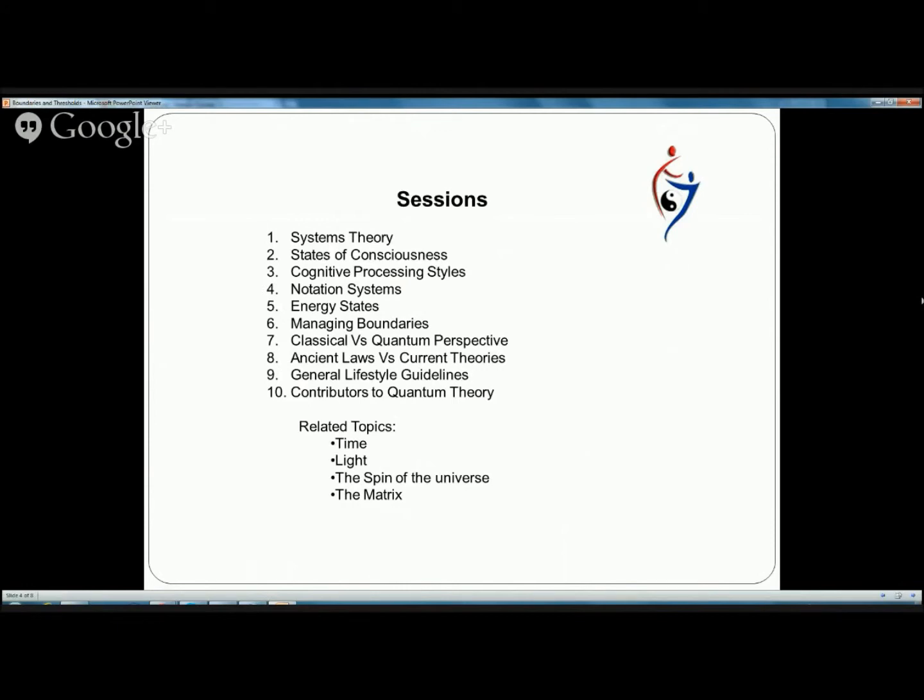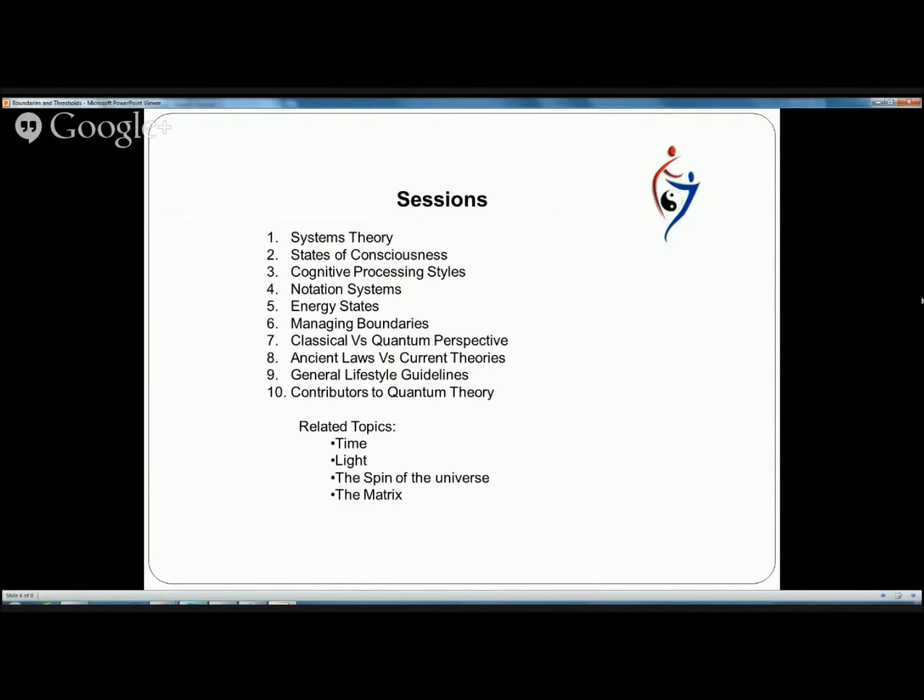In session 9, I'm going to try to wrap up all the previous 8 sessions and look at just some general lifestyle guidelines. How can we use the ancient views, the classical view, and the quantum view to our advantage? They're not exclusive. They can be merged. They can be used, and they're valid depending on what you're doing.